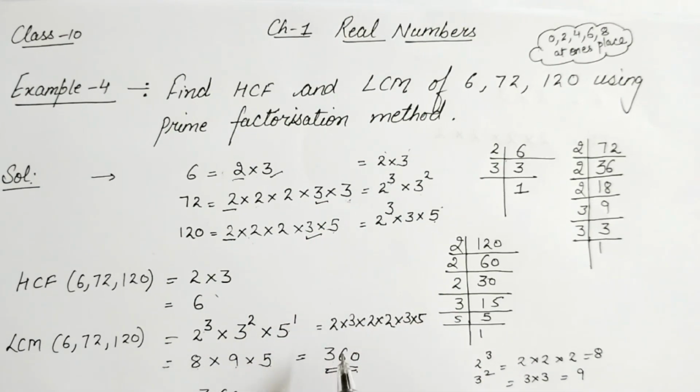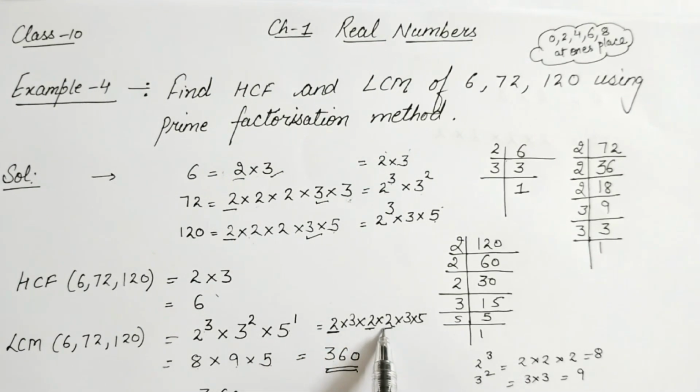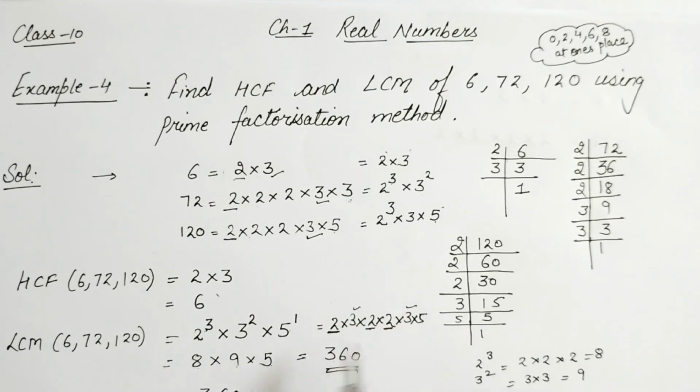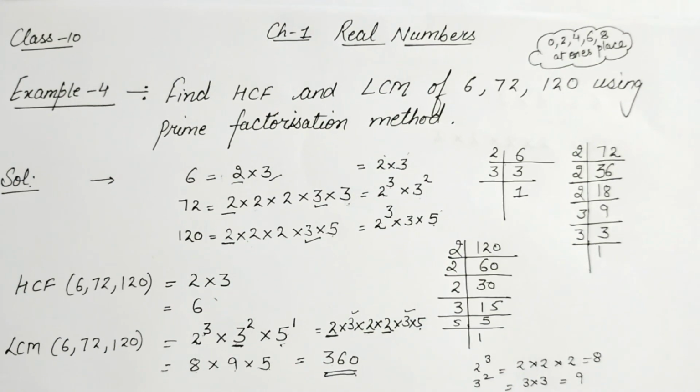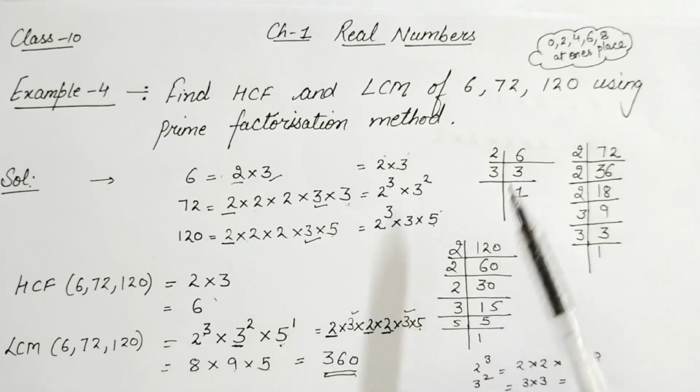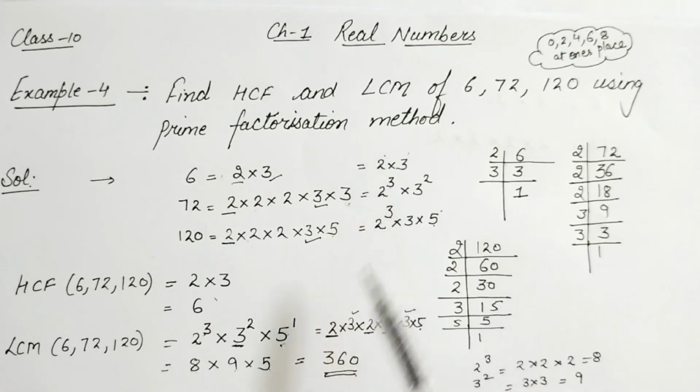Now if we convert it into the exponential form, you can see here 2 3 times, that's why I have taken 2 to the power 3. 3 2 times, that's why I have taken 3 to the power 2. And 5 1 time only. I hope this is clear to you now, why we are saying again and again: for HCF take the smallest power, for LCM take the highest power, and the uncommon also.